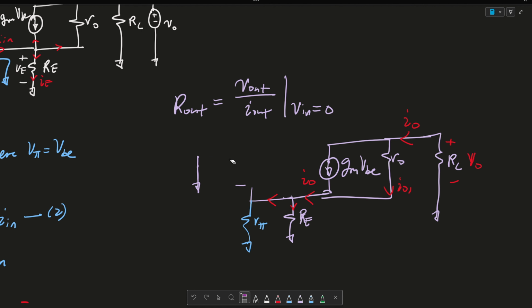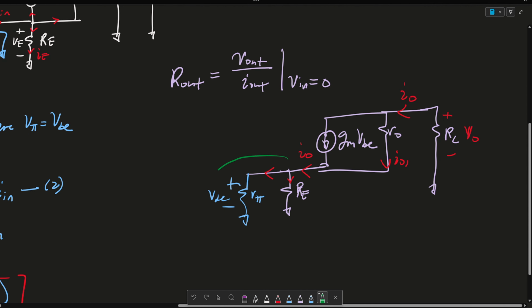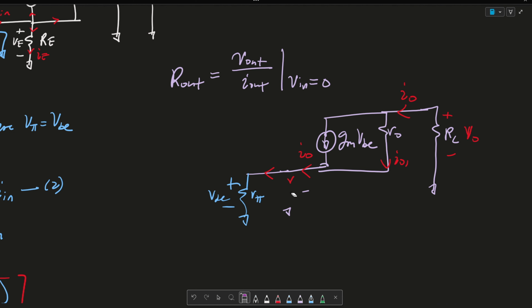Get rid of this. And it has a drop VBE through it. So then I could consider now that this entire thing is just one resistance in parallel. So again, we can consider that this total thing is this RE in parallel with R pi, where the drop across it is VBE since they're in parallel. So now we can say that this entire thing to ground is IO.